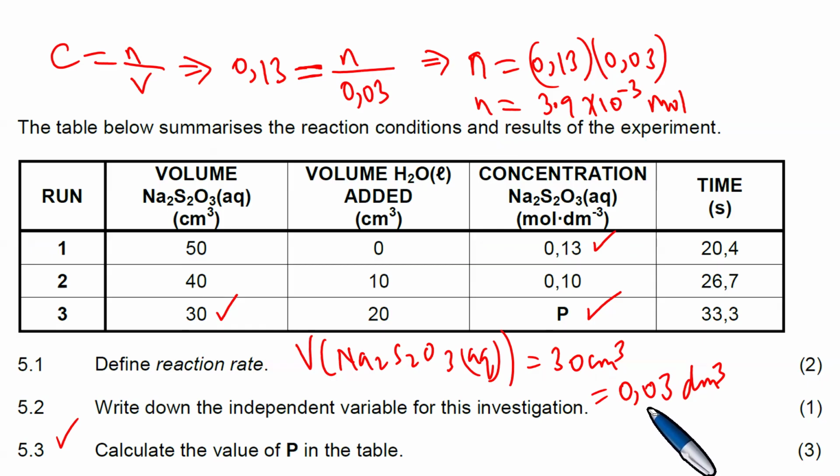Okay, there are a couple of ways to do this particular question, because you have different concentrations and hence different volumes involved. In run one, the concentration was 0.13 when the volume was 50. Now we reached a time when the volume was 30, and we're interested in finding the concentration P.